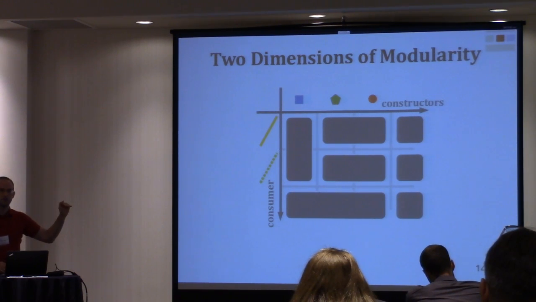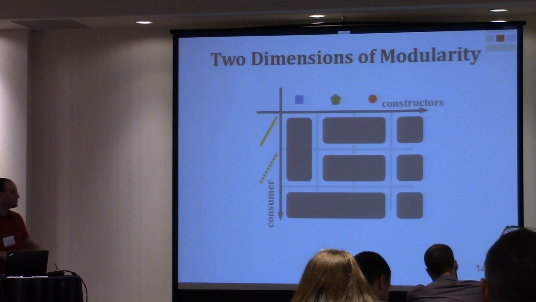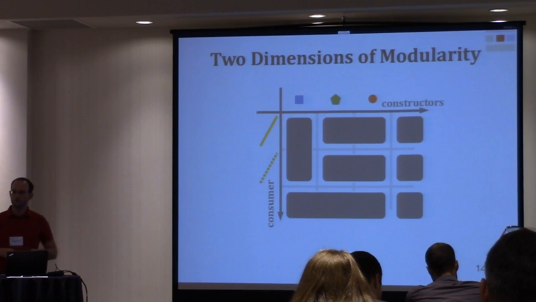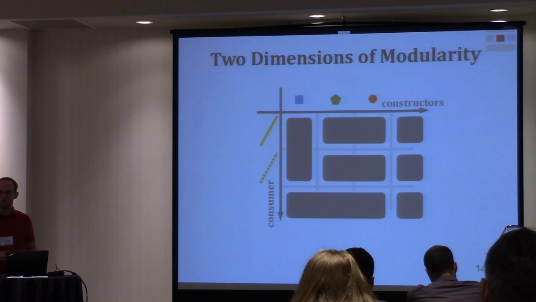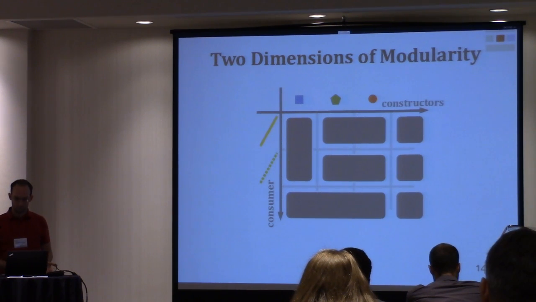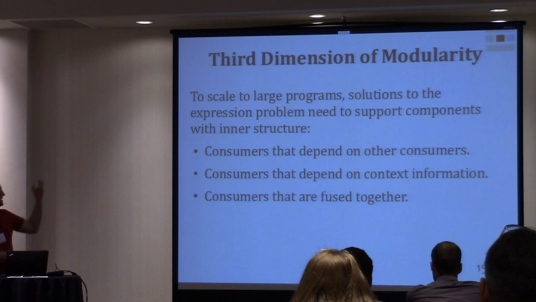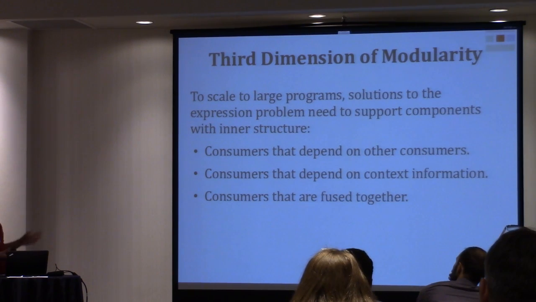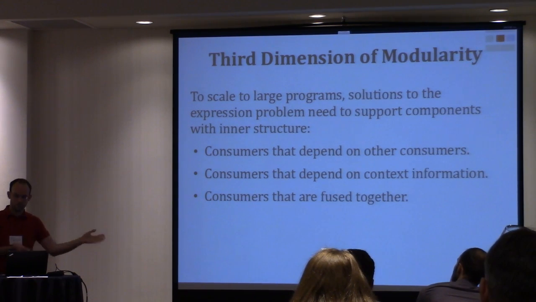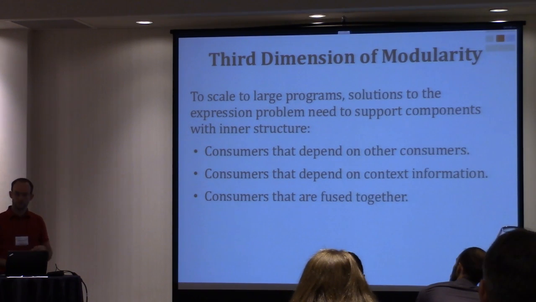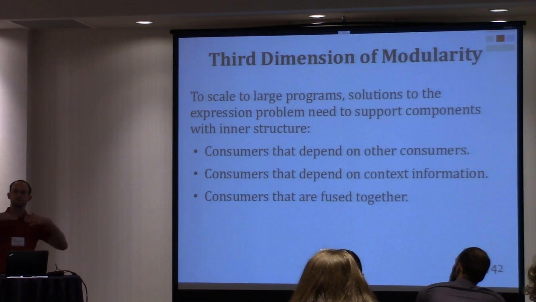So it's not enough to say, in the end, maybe we just want to do one traversal. Maybe we're writing a one-pass compiler. So it's not enough to say we can decompose it into 16 or something different things, because they are still too big. We want to decompose it much more. So we believe that to scale to large programs, these solutions to the expression problem need to compose components within a structure, which means that consumers should be able to depend on other consumers, they should be able to depend on context information, and we want to specify them separately, but then we want to still have them fused together so that we do fewer traversals of the tree overall.